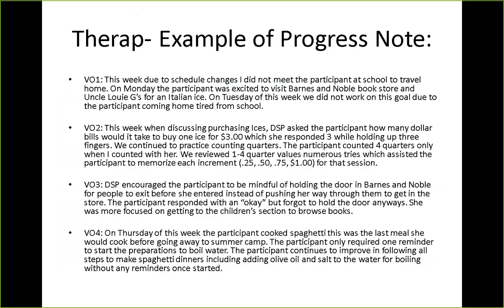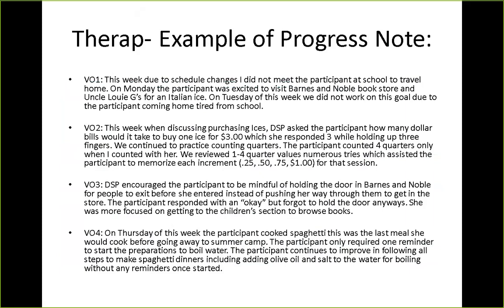THERAP example of progress note. VO1, valued outcome number 1. This week, due to schedule changes, I did not meet with the participant at school to travel home. On Monday, the participant was excited to visit Barnes & Noble's bookstore and Uncle Luigi's for an Italian icy. On Tuesday of this week, we did not work on this goal due to the participant coming home tired from school.